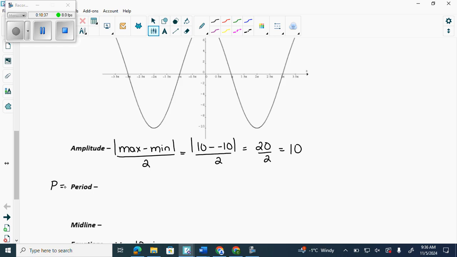It's a common error that you put period in for B. But does period start with a B? No, that would be a period, which is not even real. I made it up. Okay? So let's find the period of this graph. What is the period of this graph?